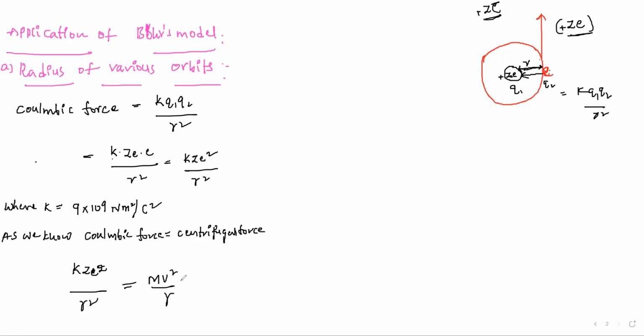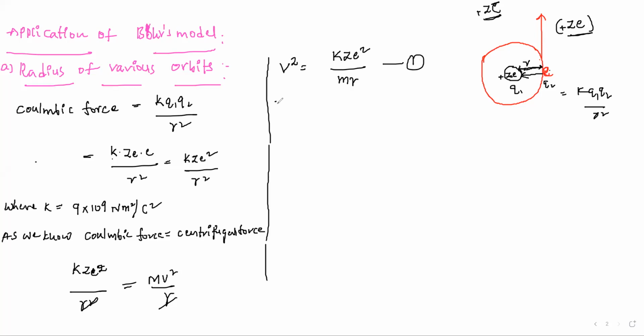So here we require V square. Then V square equals how much? Take V square out. One R cancels here, one R cancels here. So V square equals K Z E square by m R. Is it correct? This is equation number 1. Did everyone get the same on taking V square out?